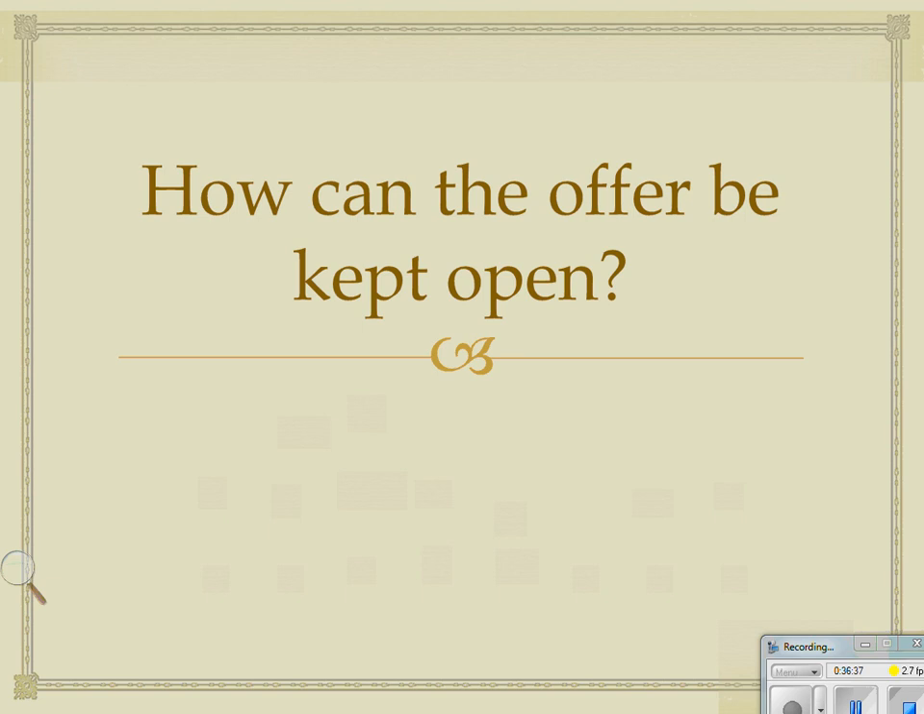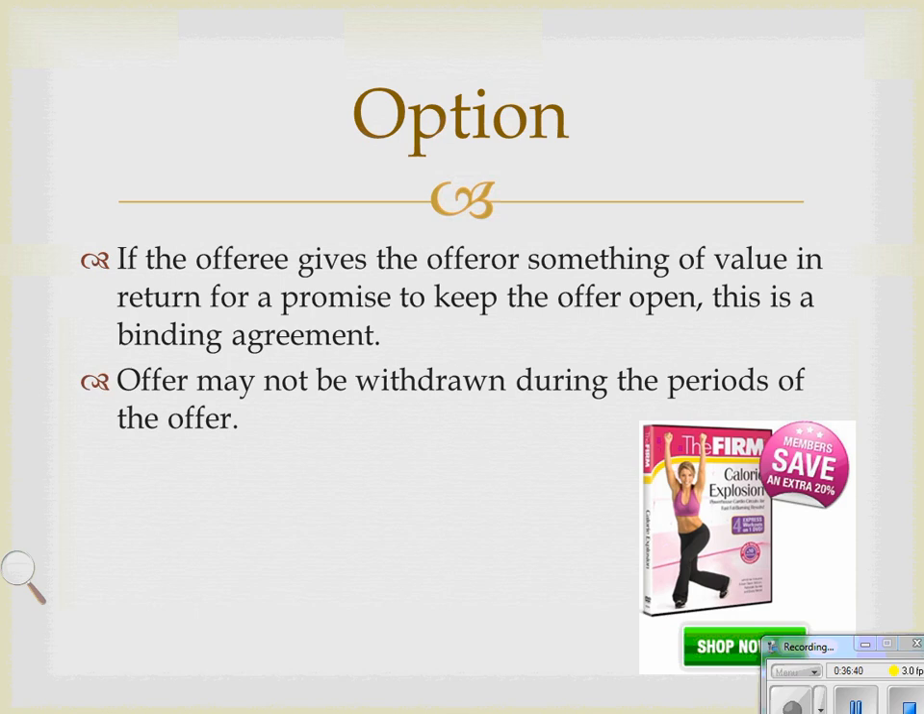So, how can the offer be kept open? There are two ways. If the offeree gives the offeror something of value in return, it's kept open. The offer cannot be withdrawn during this period of option. I could give a deposit. This isn't a great example, but with the offer of the dogs, I could say, I'm not going to give you all the money up front. I'm going to give you a deposit, and then we'll keep that option open so that I can buy that dog later on if I decide that I want it, in a week from now or a month from now or whatever.